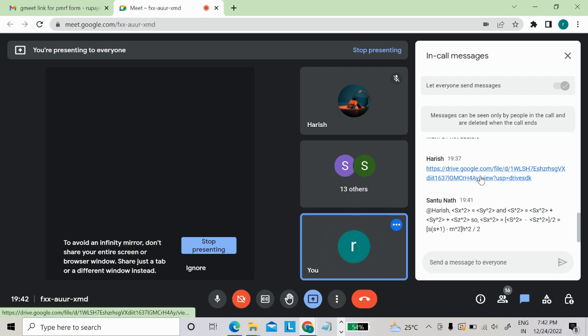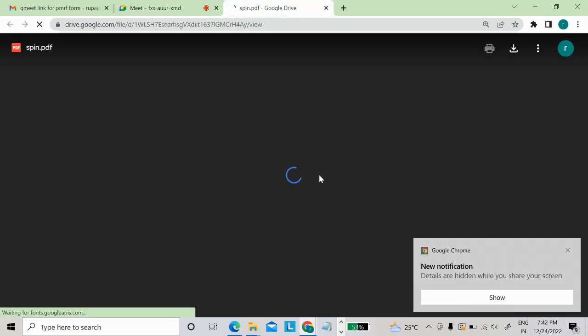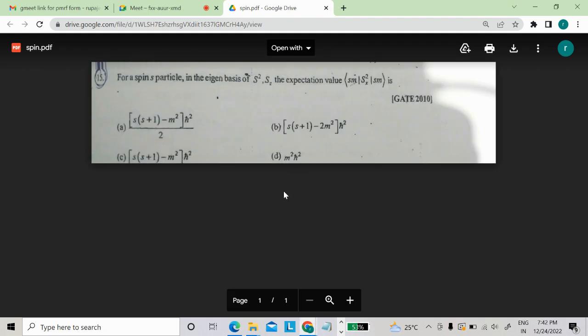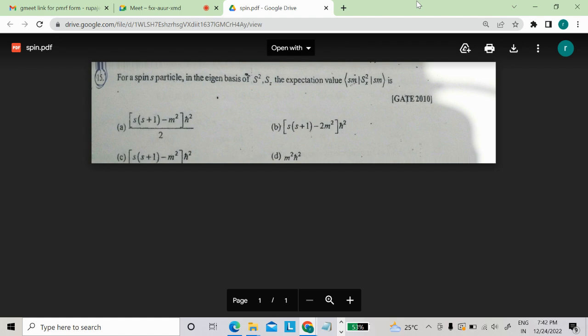Okay, this is the question. For a spin S particle in the eigenbasis of S square and S Z, the expectation value of these is required to be found. This is a GATE 2010 question. I'll do this question in the next class. I guess this is quite easy.